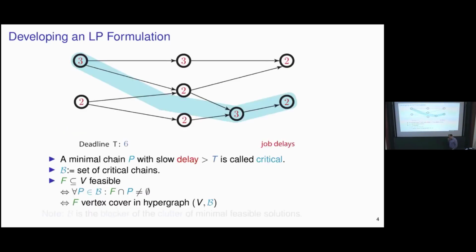And the basis for that is often an LP formulation. There are many ways to model LP formulations, and we use one that is a covering LP, and that's why I probably ended up in this session also. So we consider the minimal chains that, if we don't speed them up, violate our delay bound. We denote those as critical. You could consider the set of all such critical chains, and you can also see that those form a clutter.